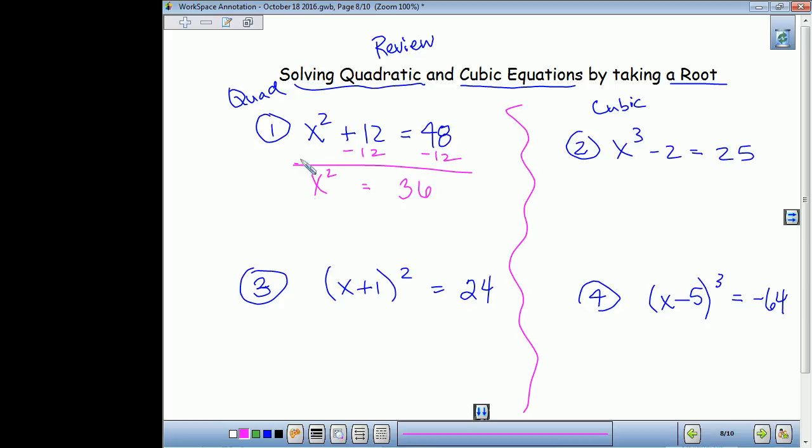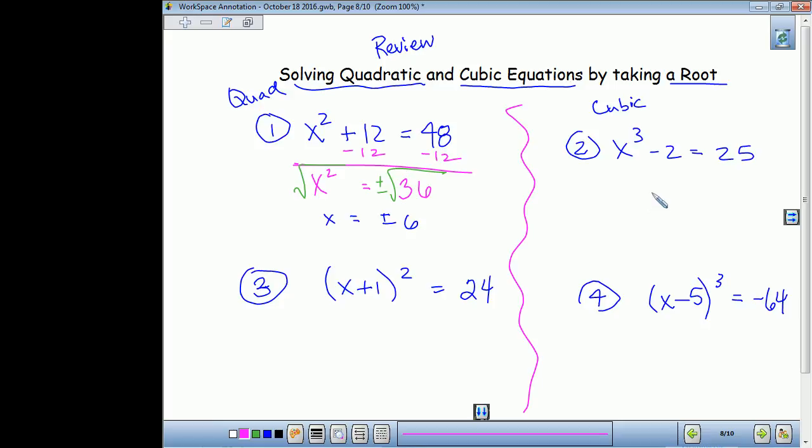Once I've isolated the squared part, gotten it all by itself, then I can just take the square root of both sides. Like we mentioned a moment ago, when we take a square root, we always get a positive and a negative. This is a really nice problem because 36 is a perfect square. We don't even have to simplify a radical. We know the square root of 36 is 6. That's right. So I get two answers, positive 6 or negative 6, plus or minus 6.